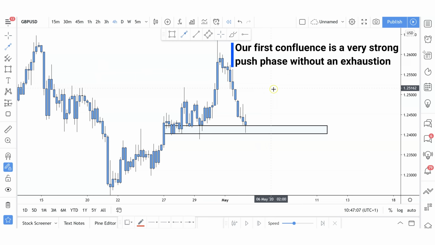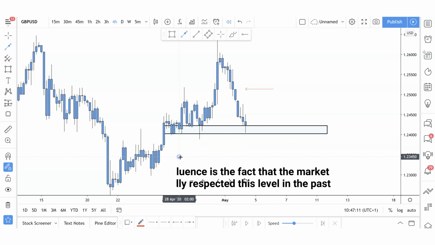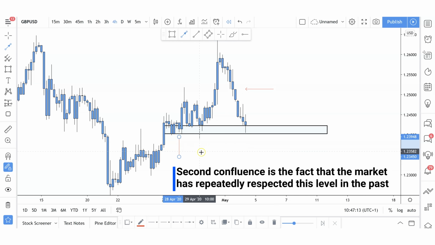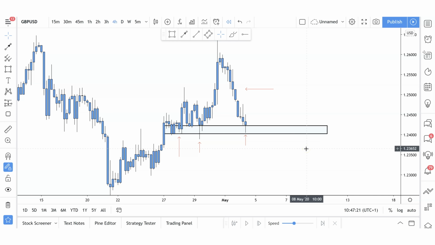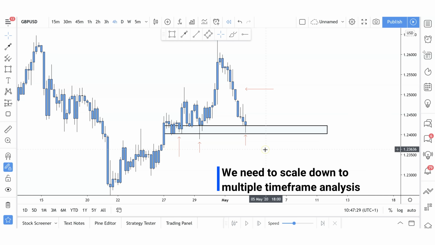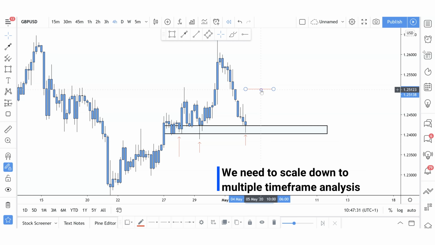Well, our first confluence is a very strong push phase without an exhaustion. Our second confluence is the fact that the market has repeatedly respected this level in the past. The third confluence is this first wick rejection. This wick rejection here is indicating to us that this bearish pressure pushing into this key level is depleting. So for us, that means we need to scale down to multiple time frame analysis.